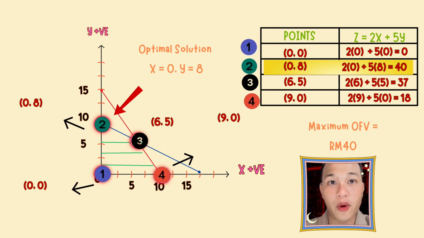The coordinates at point 3 are (6, 5), so z equals 2 multiplied by 6 plus 5 multiplied by 5, which equals 37. And finally at point 4 with (9, 0), z equals 2 multiplied by 9 plus 5 multiplied by 0, which gives 18. So here I have it, point 2 provides the highest value of the objective function. So the optimal solution occurs at point 2, where x equals 0 and y equals 8. And the corresponding objective function value is 40.